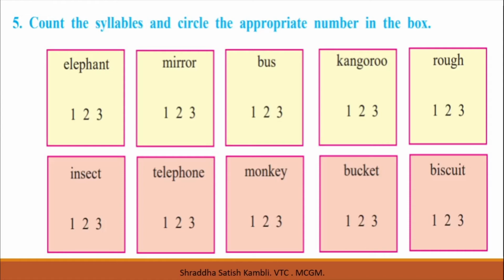So you have an elephant. How many syllables finally? 3. Okay. What about mirror? Mirror. So you have 2 here. Bus, you have just 1.